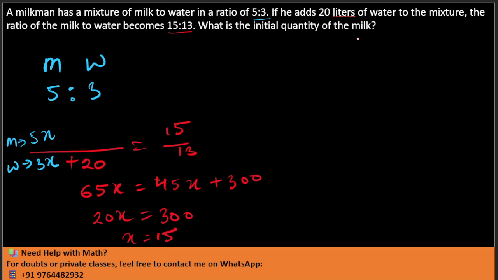So what is the initial quantity of the milk? And the initial quantity of the milk is 5x. So 5x is equal to 5 multiplied by 15, and that's equal to 75 liter, right? So the initial quantity of the milk was 75 liter.